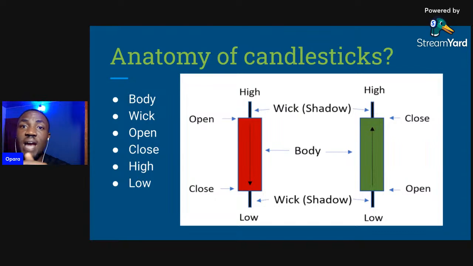Like I said, the high refers to the highest peak that price volatility was able to get to at a particular time frame. Then the low is just the opposite. The low is the lowest point that price volatility was able to get to at a particular time frame, right? So these are just the anatomy of a candlestick. As you progress, you're going to have better clarity on how to use your candlesticks.